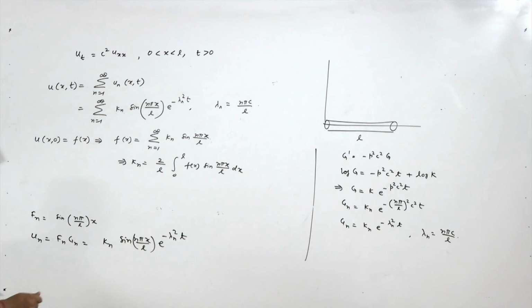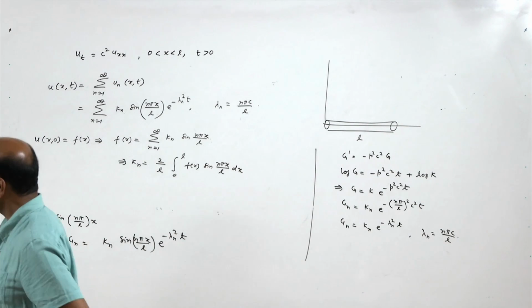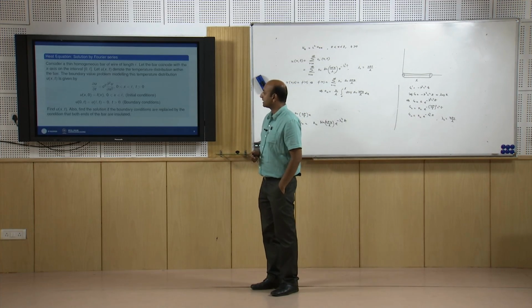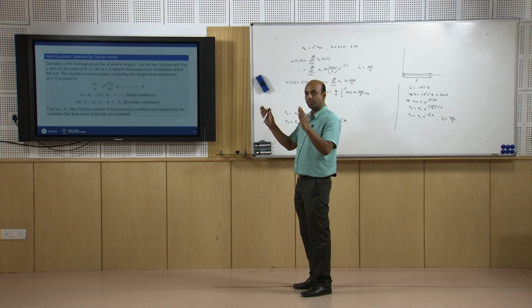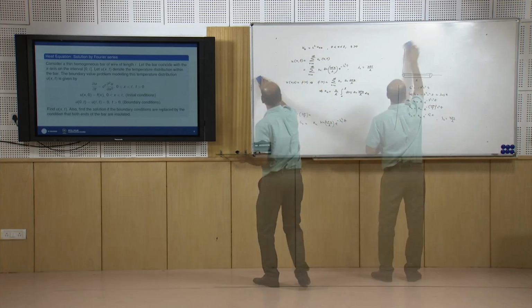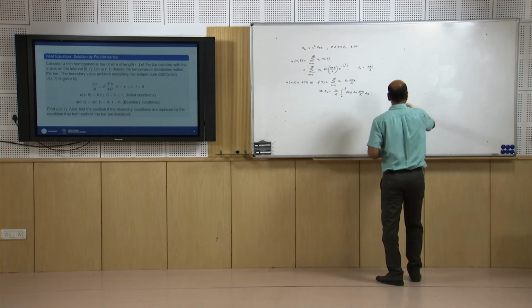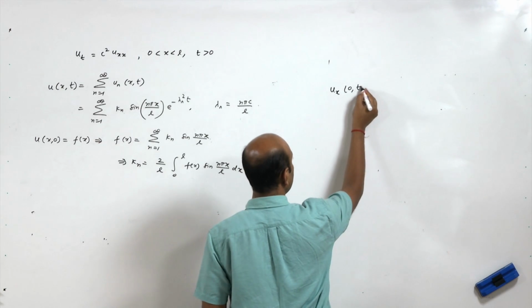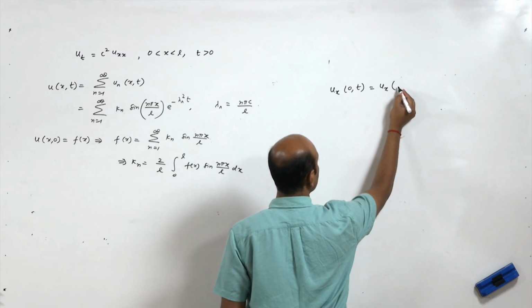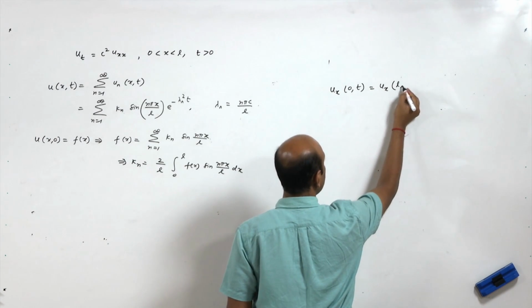Now, also find the solution if the boundary conditions are replaced by the condition that both ends of the bar are insulated. So, in the same problem the boundary conditions are replaced by the condition that both ends are insulated, that means no heat is passing through both the ends. So, what does it mean? It means that now the boundary conditions are u_x at (0,t) equals u_x at (L,t) equals 0.